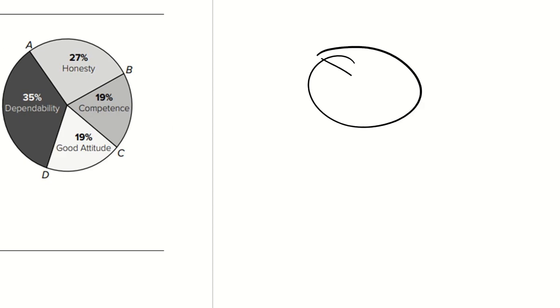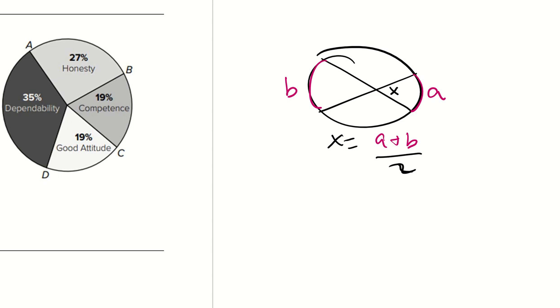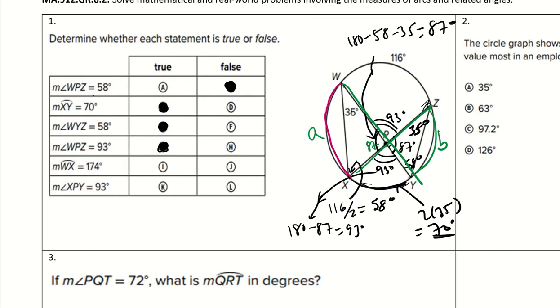If I have two chords and I want to figure out what that angle is, I have to add the two arcs formed by both chords, at both ends. So x is equal to the sum of them divided by 2. And that's how I get that angle. But we already know that that angle is 87. So 87 is equal to a plus b divided by 2, which means if I multiply by 2, a plus b is 174.